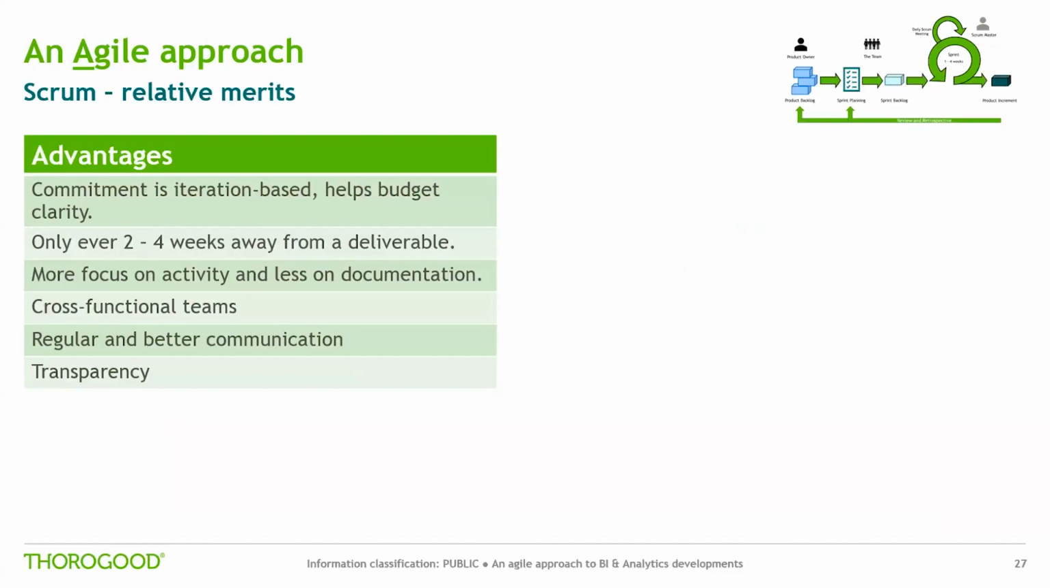There's more focus on activity and less on documentation, resulting in less perceived waste in each cycle. Team members should be from different business functions, facilitating a multidisciplinary culture that enhances collaboration and can lead to better communication. And regular communication leads to better transparency regarding status, progress and issues, which can lead to more collaborative contributions.